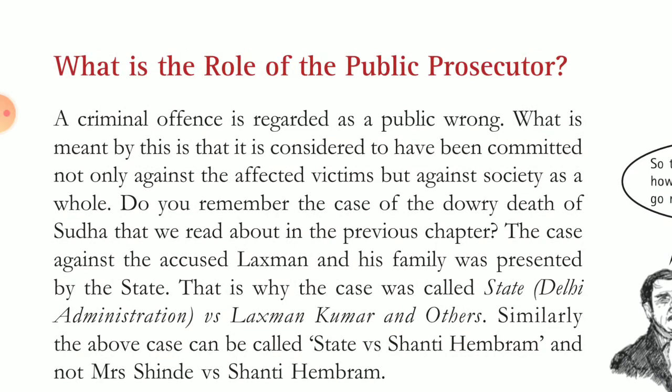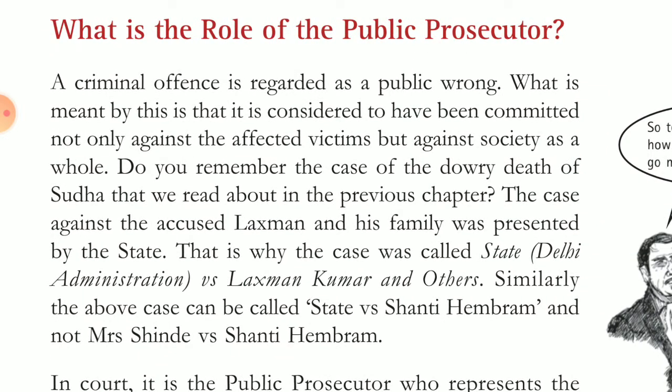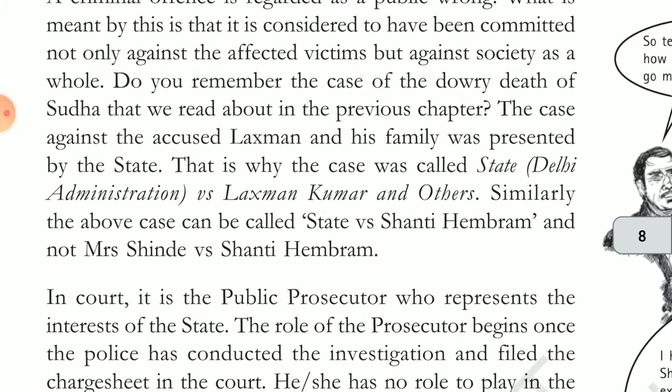अच्छा, now what is the role of the public prosecutor? So a criminal offense is regarded as a public wrong. What is meant by this? That it is considered to have been committed not only against the affected victims but against society as a whole. Do you remember the case of the dowry of Sudha that we had read about in the previous chapter? The case against the accused Lakshman and his family was presented by the state. So that is why the case was called State (Delhi Administration) versus Lakshman Kumar and others.